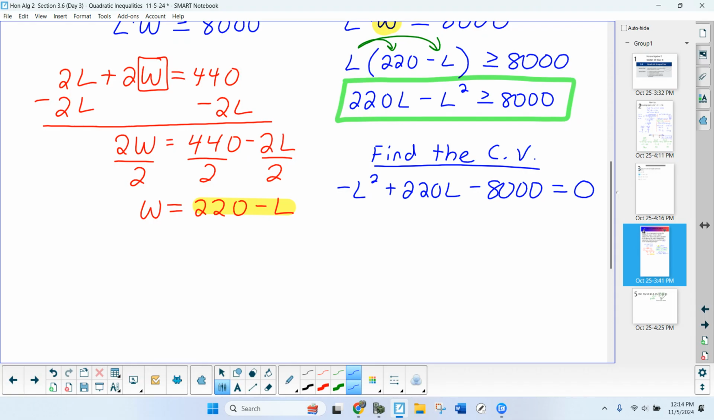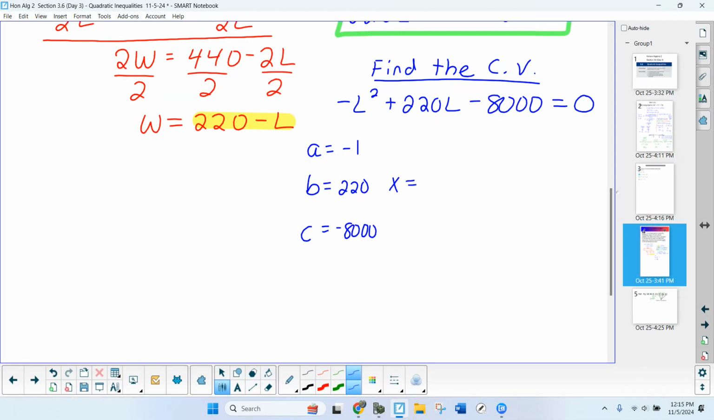Okay, I just rearranged the negative L squared plus 220L and subtracted the 8,000 over. Now, you could try to factor this. If you divide through by a negative 1, then you need two numbers that multiply to give you 8,000 and add to give you negative 220. But my guess is you're going to say, what else could we do? Could we do quadratic formula? Yeah. What's A? What's B? What's C? Negative 8,000.